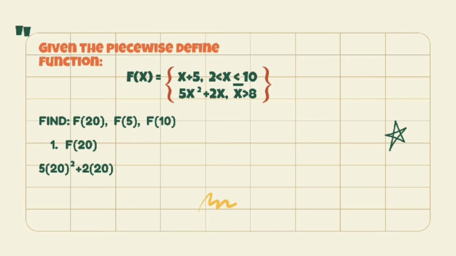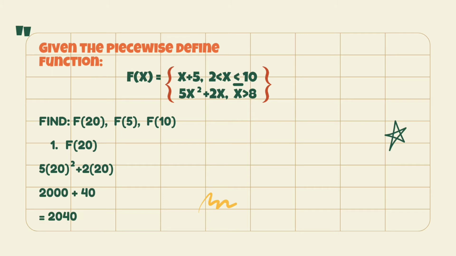Find the following: f of 20, f of 5, and f of 10. Which of the following functions should we apply to obtain f of 20? We will focus here. As you can see, 20 is bigger than 8, which means gagamitin natin ang function na ito, which is 5x squared plus 2x. With that, substitute the value of 20, which results in 5 times 20 squared plus 2 times 20. Complete the procedure, which gives our final answer, 2040.